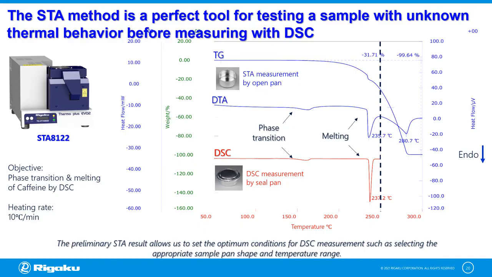With the STA result, we can set the conditions for DSC measurement. In this case, a seal pan measurement with DSC is recommended and the temperature range is up to 250 degrees centigrade. Please see the red curve. A seal pan is effective in suppressing mass loss reactions such as in this case, evaporation and other reactions such as dehydration or sublimation.